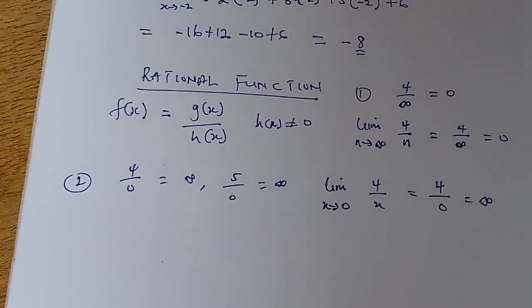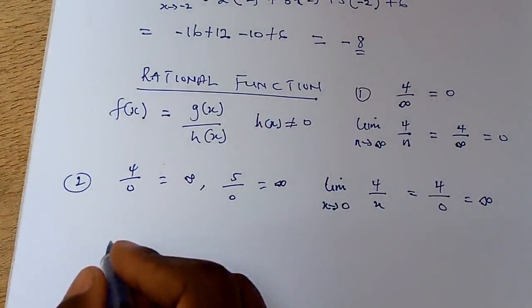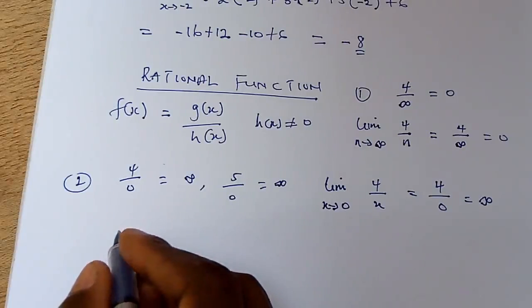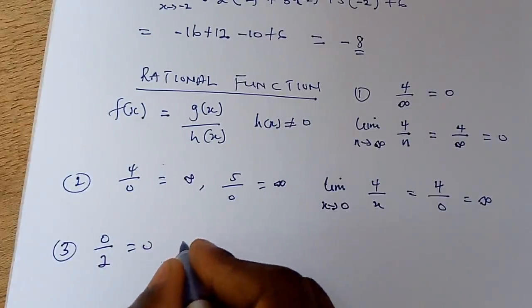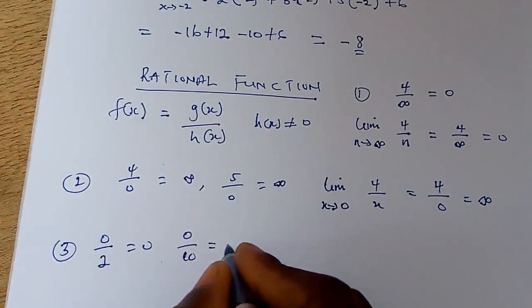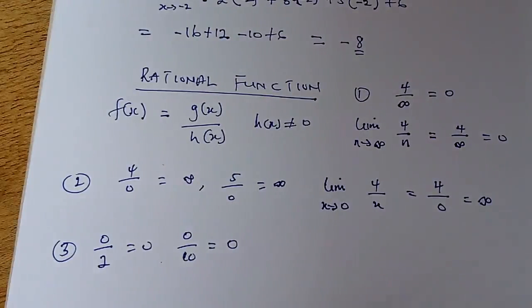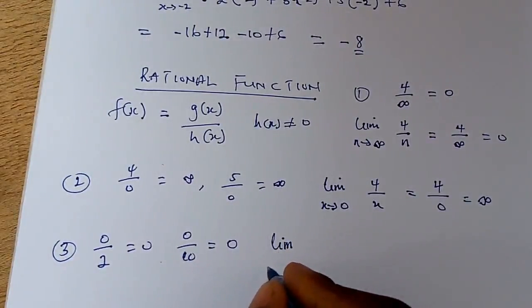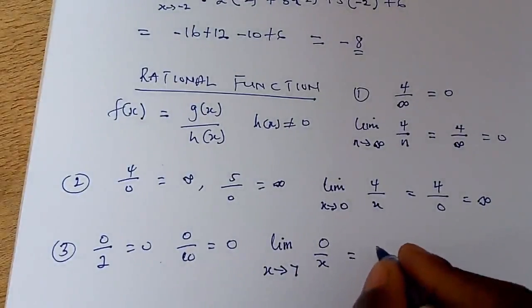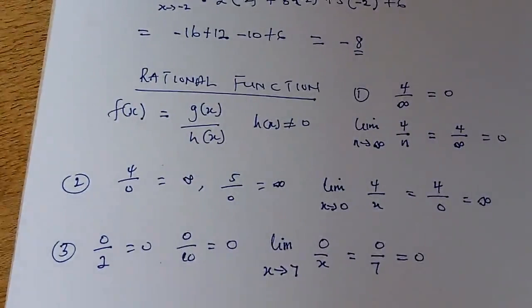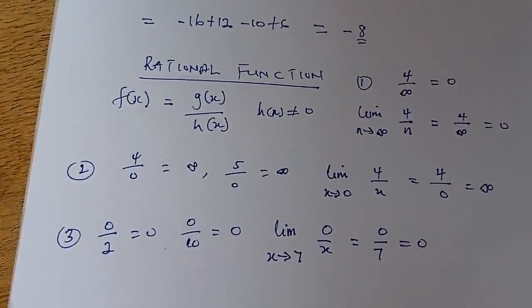0 divided by any number except 0 is 0. So if I have 0 divided by any number at all, you get 0. So 0 over 2 is equal to 0. 0 over 10 is equal to 0. So this is the last condition. So when I have a limit as x approaches 7 of 0 over x like this, definitely what I'm going to get is 0 over 7, and the answer becomes 0. So basically these are the conditions that we need to know in order to tackle any question on this, to be able to solve it with ease.